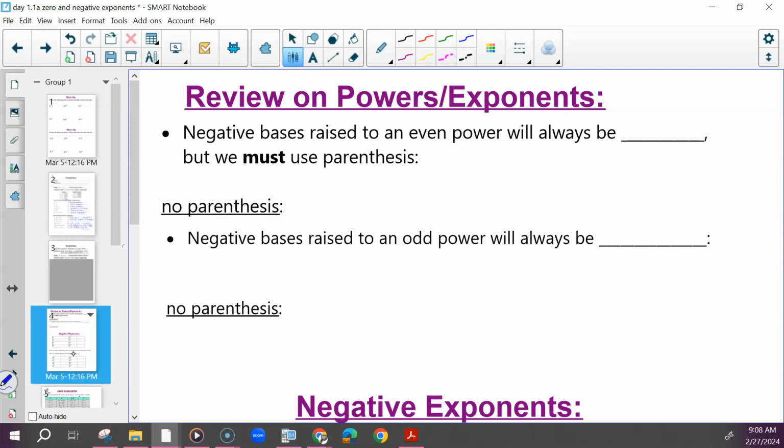So now we're going to get into the actual exponents piece. This is going to be a review of stuff we talked about at the beginning of the year. If we have negative bases raised to an even power, this will always be positive, but we have to use parentheses. Negative bases raised to an odd power will always be negative.